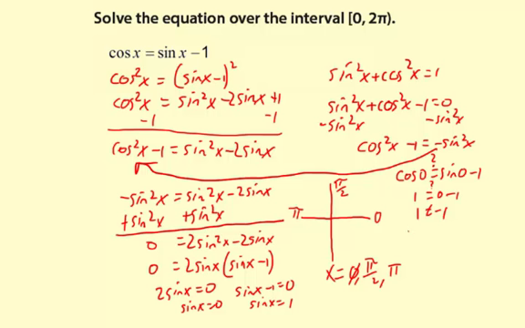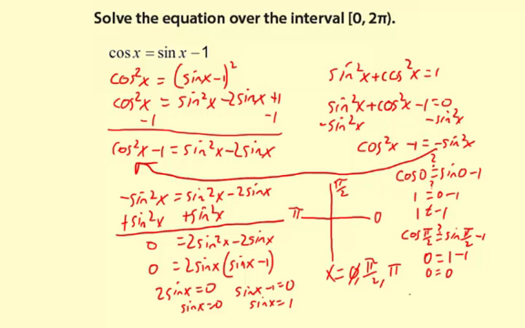Now let's try pi over 2. Cosine pi over 2, is that equal to sine of pi over 2 minus 1? So cosine of pi over 2 is 0. Sine of pi over 2 is 1, and then minus 1. So we have 0 equals 0. Means pi over 2 works.